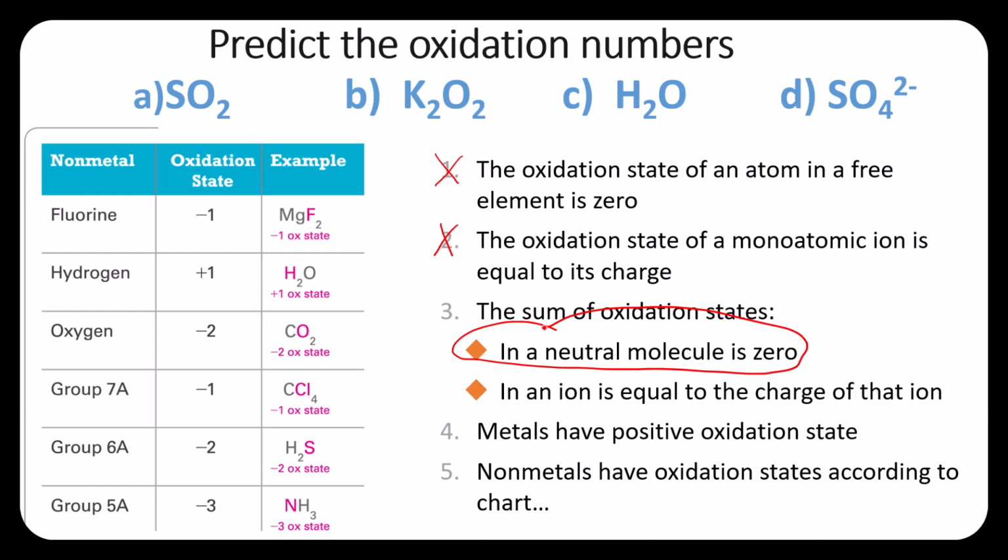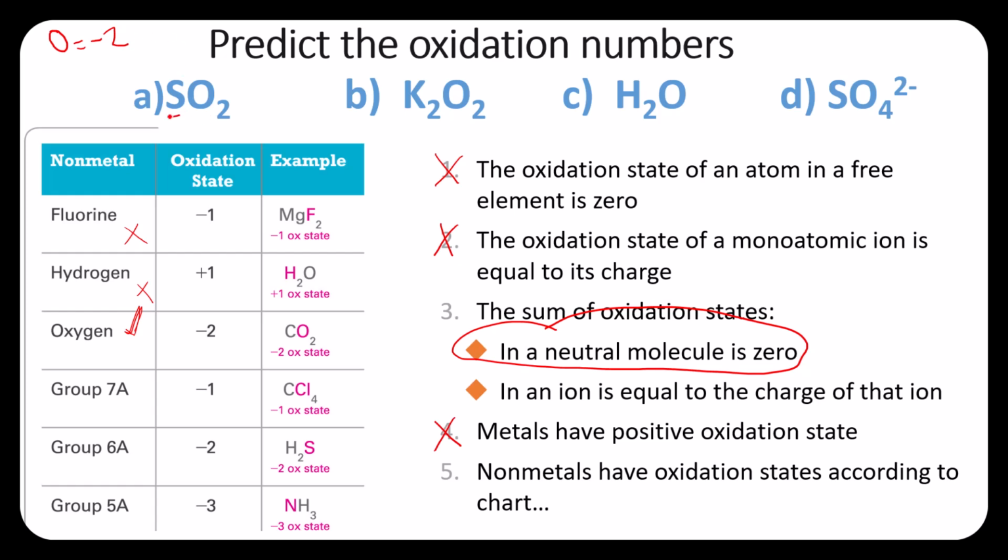As we start assigning oxidation states, the sum of sulfur and the 2 oxygens has to be 0. Metals, we don't have a metal. We have 2 nonmetals. So now let's go to our chart. We still haven't assigned an oxidation state. We know that it has to be neutral, but let's work down our chart. So no fluorine, no hydrogen, oxygen. Finally, we've come to something. So the oxidation state for oxygen is going to be a -2. So oxygen has an oxidation state of -2.